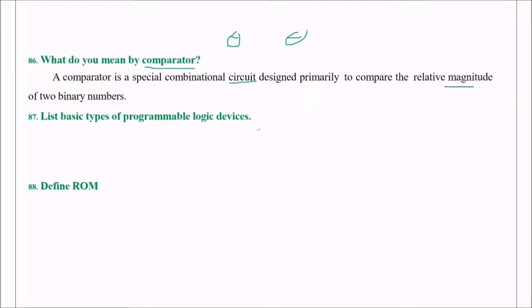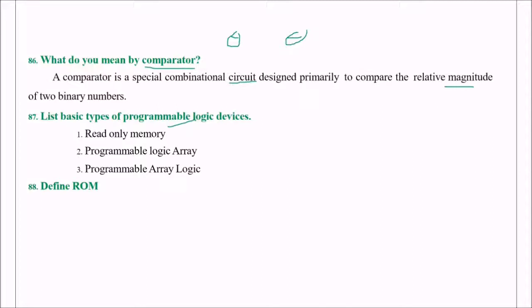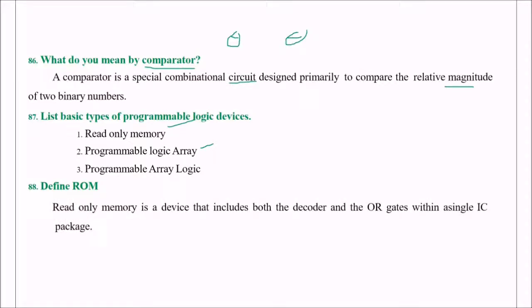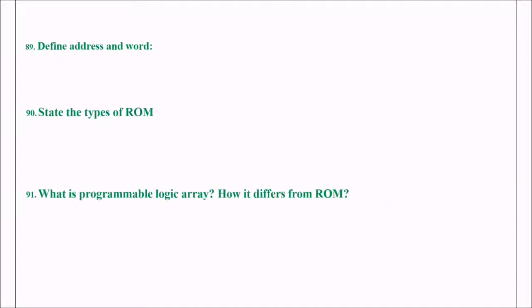Then, list the basic types of programmable logic devices. There are read-only memory, programmable logic array, and programmable array logic. Define ROM, read-only memory. Read-only memory is a device that includes both the decoder and the OR gates within a single IC package. In a ROM, you have OR gates along with the decoder in a single IC package, that is, integrated circuit package.